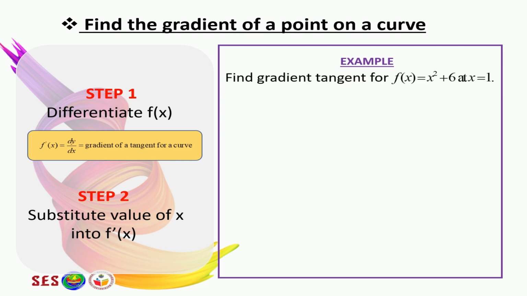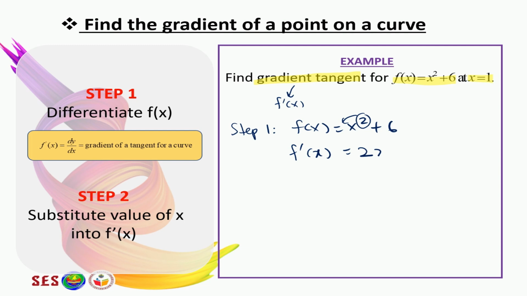For example, find the gradient of the tangent for f x is equal to x squared plus 6 at x is equal to 1. The question asks you to find the gradient of the tangent, or gradient on a curve, so f prime x. First step is you have to differentiate the function. We have f x is equal to x squared plus 6. Then f prime x is equal to, bring the power to the front, so 2, and then x to the power of 2 minus 1, which is 1. Next you differentiate 6, which will be 0. So f prime x is equal to 2x.